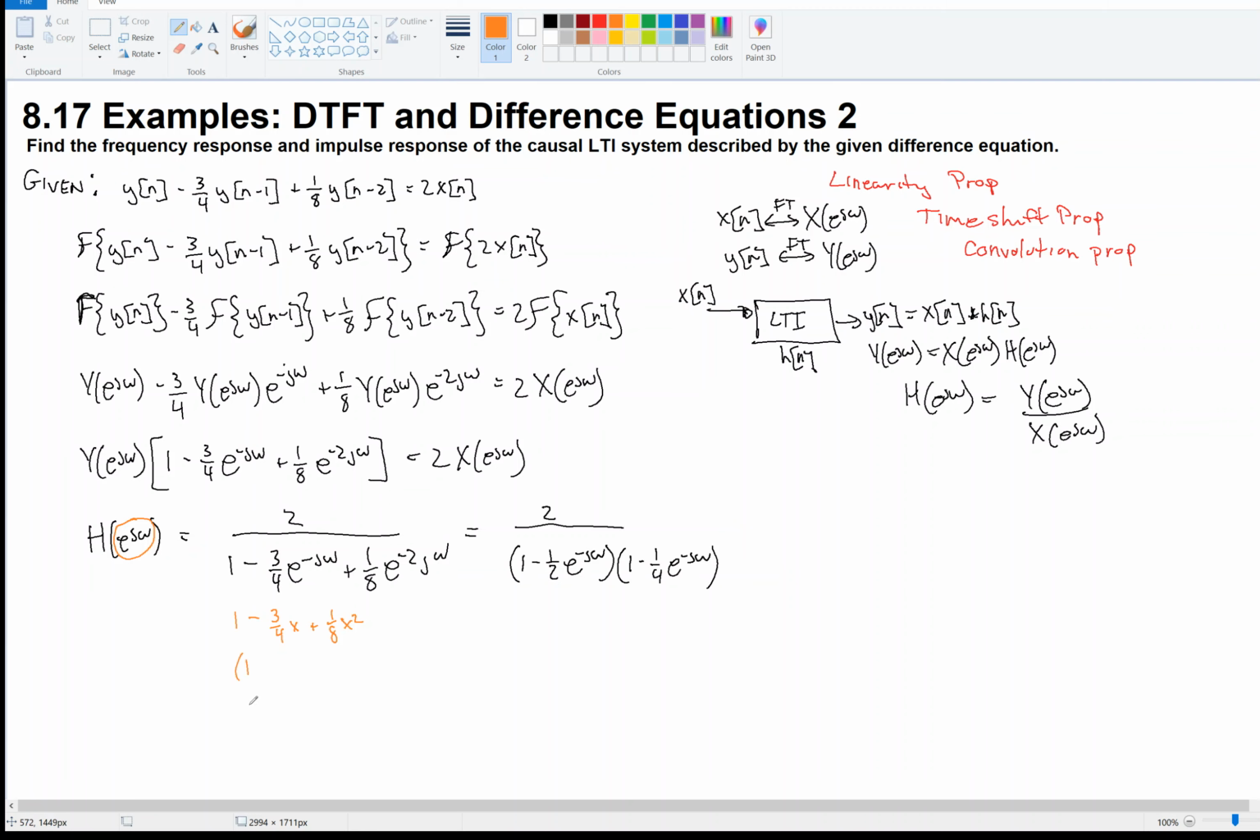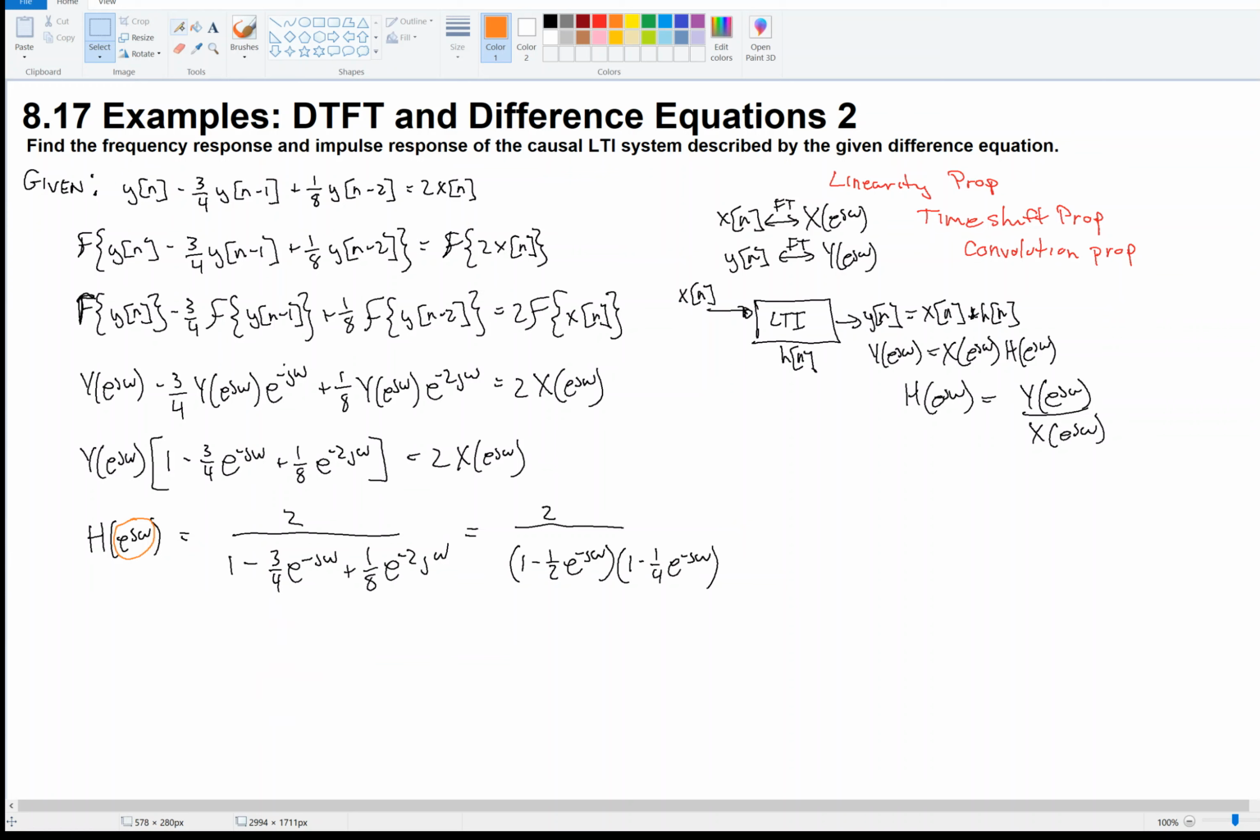Well, you factor that as 1 minus 1/2 x times 1 minus 1/4 x, like this. And you can check that if you FOIL it out, 1/4 x and 1/2 x makes 3/4 x, and negative 1/2 times negative 1/4 makes positive 1/8. And so this is the way that it's factored. But the key is recognizing that this thing, e to the minus 2 j omega, is the square of this thing, e to the minus j omega.